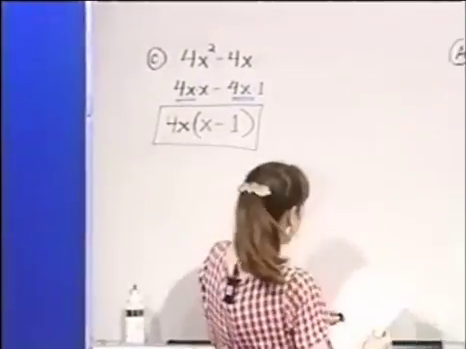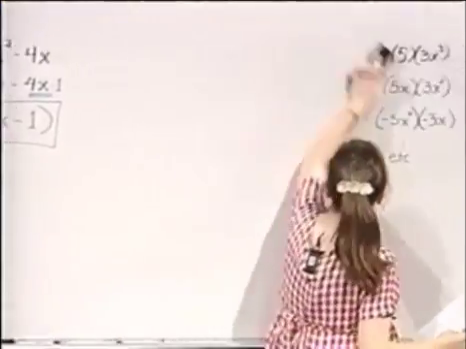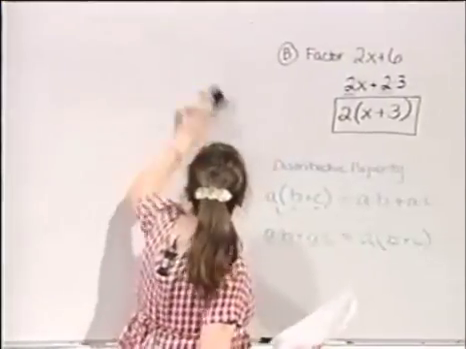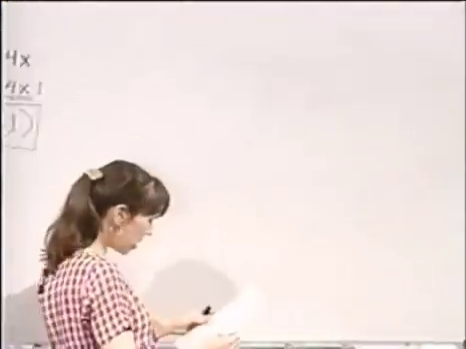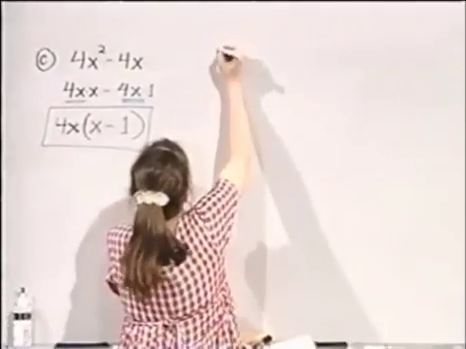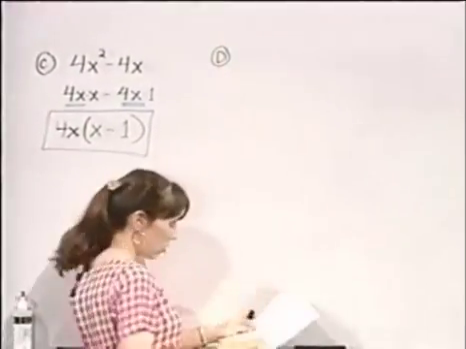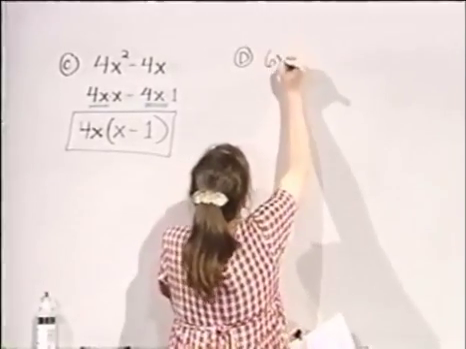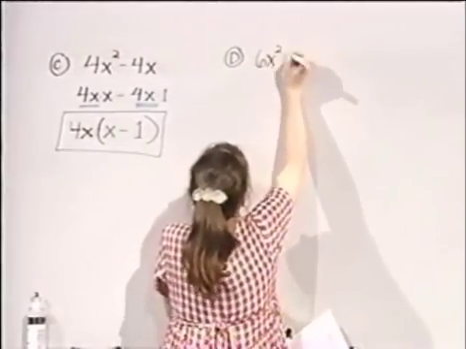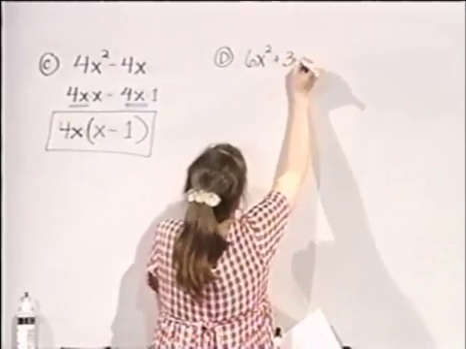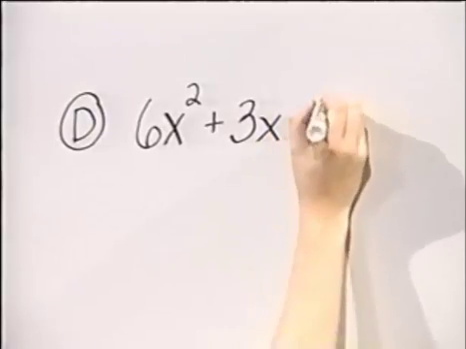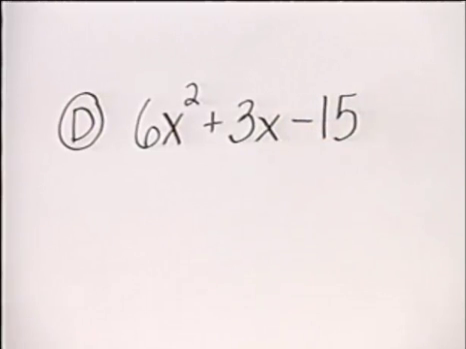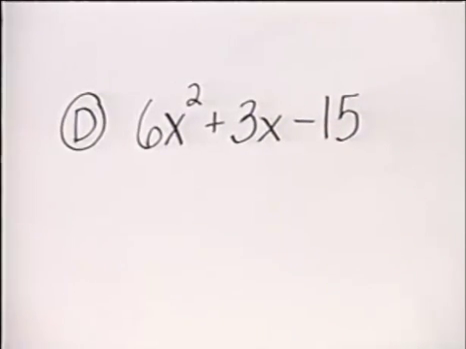Let's move on and look at example D. I need to erase and make some more board space to do this. So example D, I want to factor the polynomial 6x squared plus 3x minus 15. Okay? This time it's 3 terms, but we're going to do it in the same fashion. We're going to use the distributive property.